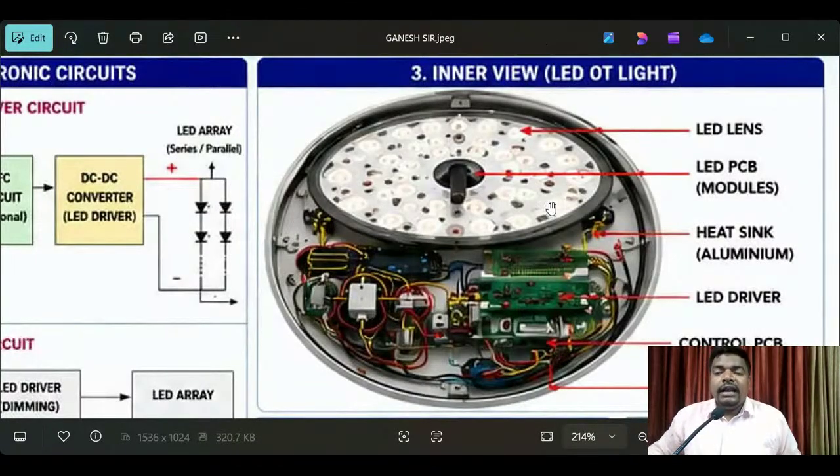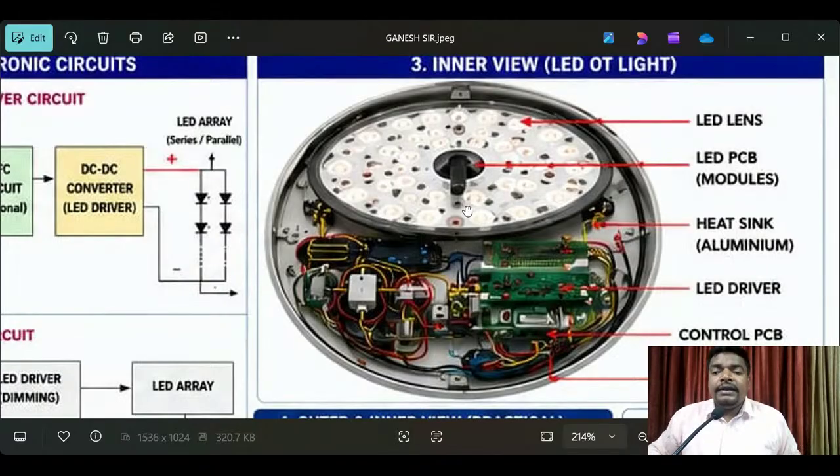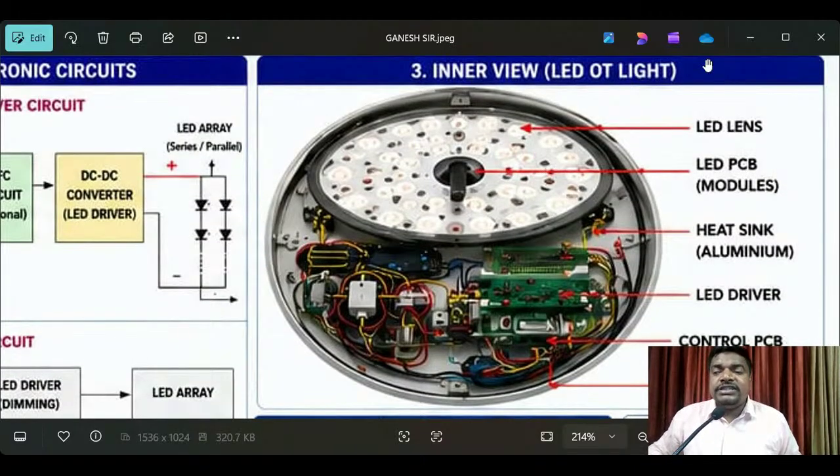Come on, let me show you the inner view. See here, my dear engineers, listen carefully. Whoever is engaged, it is going to be recorded, nothing to worry about. See here, the LED lens, how it looks, and the LED PCB module. And the heat sink aluminum, and the LED driver. See here, the control PCB and the wiring harness.